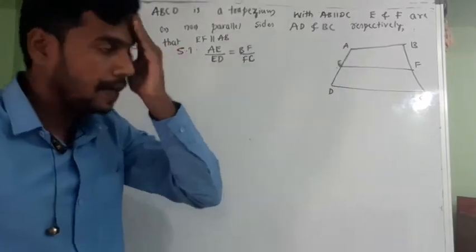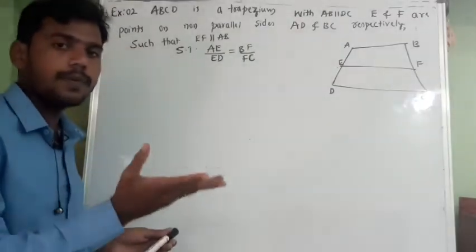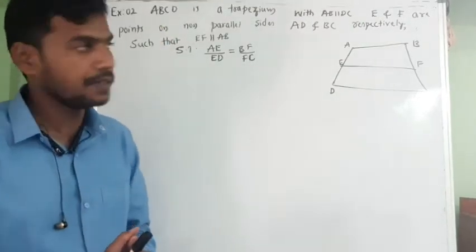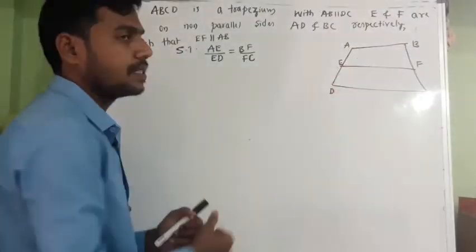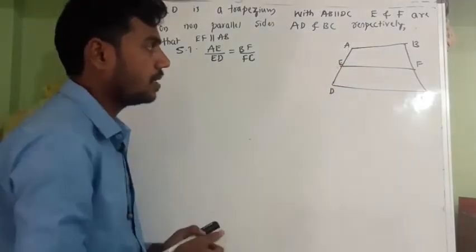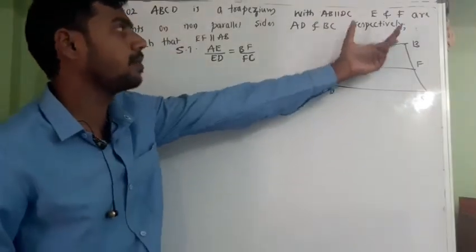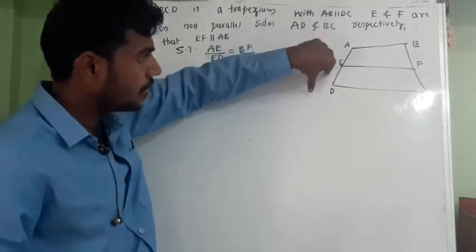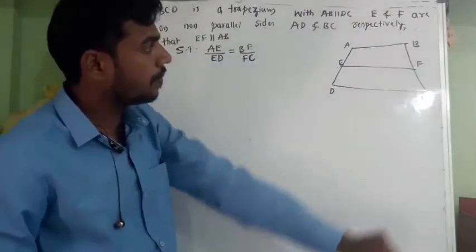AB. See, a trapezium is a quadrilateral in which a pair of sides are parallel to each other. So here AB and DC are parallel to each other, and AD and BC are non-parallel sides. On the non-parallel sides, E and F are the points, and they have mentioned that EF is parallel to AB. I need to prove AE by ED is equal to BF by FC. Okay. Now, look at the board.